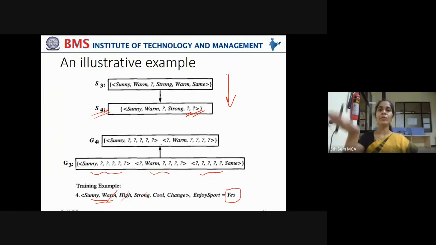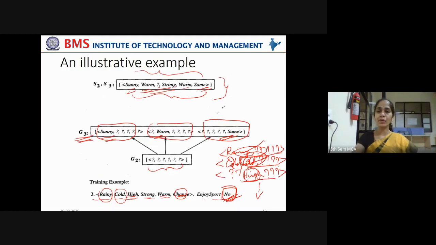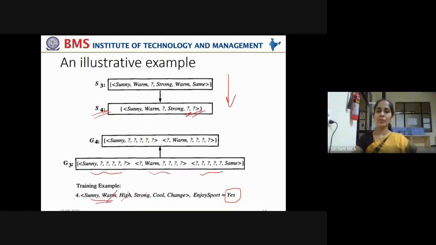Now let us go from downwards. What has to be done? This sunny is encountered in this training example, so you have to retain it. Warm is encountered in this training example, yes, so you have to retain it. Now what is the other one we removed? Same. Why did we remove it? Because this training example's forecast attribute value is change, not same. That is why that hypothesis is eliminated by the candidate elimination algorithm.